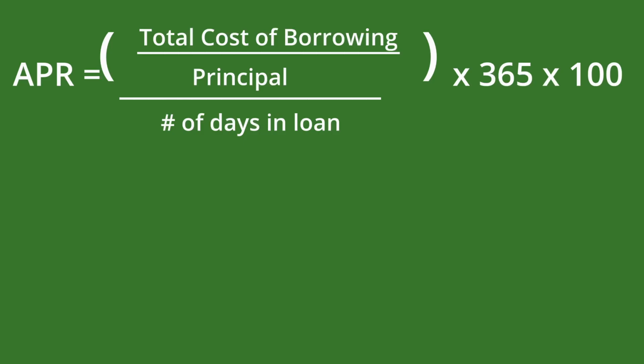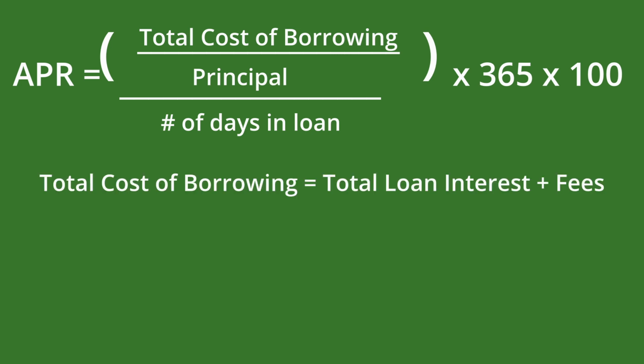So now let's do a quick breakdown of a very simple APR formula. The formula for calculating APR is as follows. Your APR is equal to total cost of borrowing divided by the principal amount. Then you divide that by the total number of days in the loan term, multiply that by 365, and then multiply that by 100.